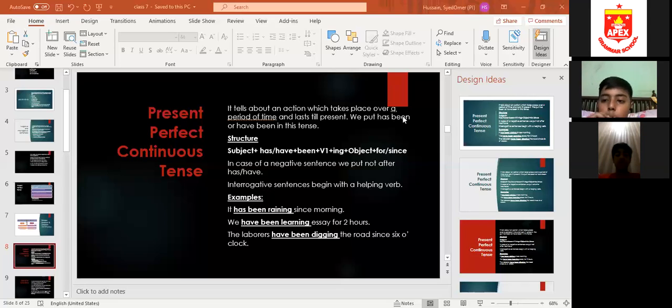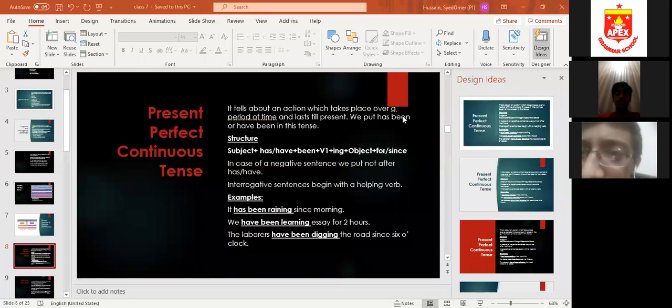One minute. It shows an action completed in the past or present. Yes, teacher. Better tell me which helping verbs are to be used in present perfect. Which helping verbs? No, no. Yes, Musaf? One minute. She has. Has or have. Okay, has or have. Okay.